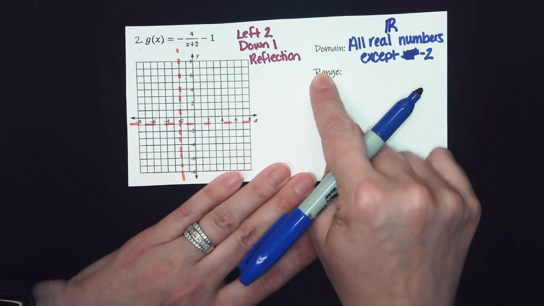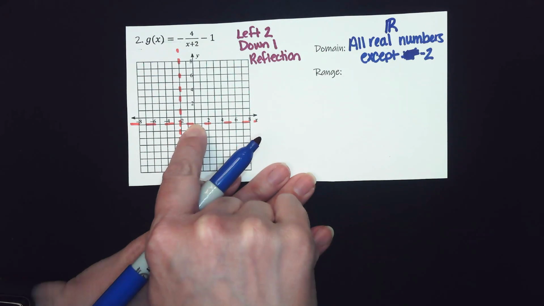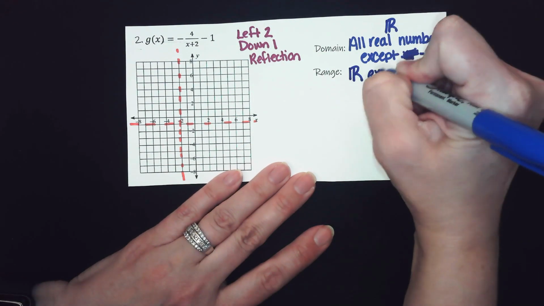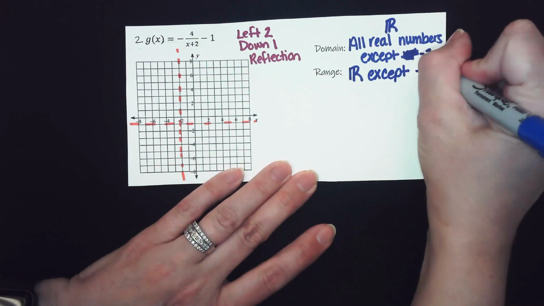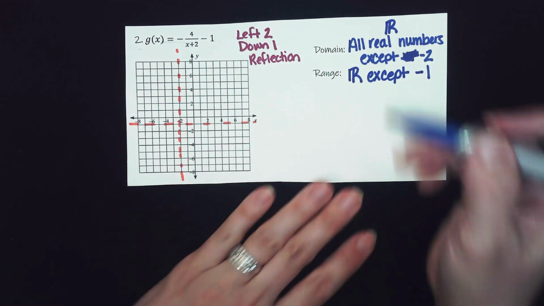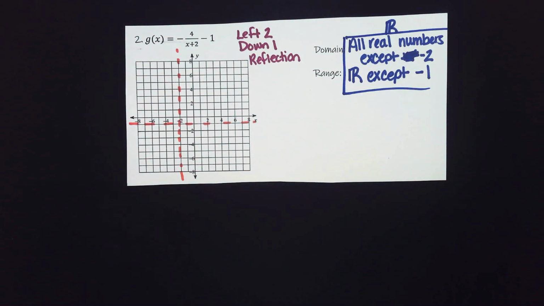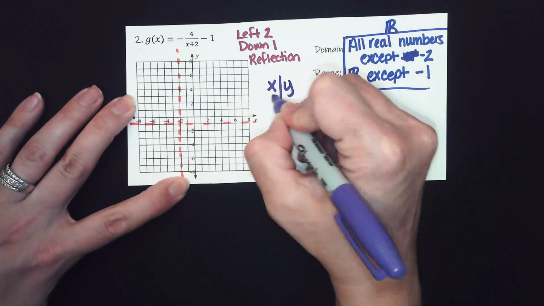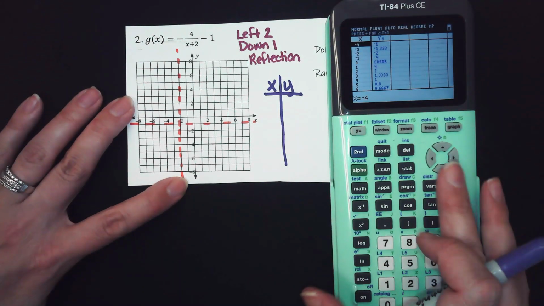All right, so our range are all the y values. Well, it's everything except for where that orange line crosses the y-axis. So it's all real numbers except when y is negative 1. Okay, so that is my domain and range. And now we just need to graph our equation. So we're going to get a table. I'm going to get my calculator to help me out. Otherwise, you can just plug in values for x.